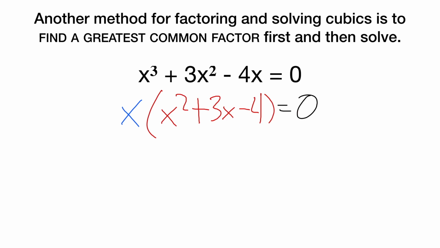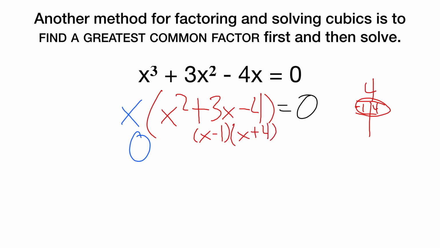So we already have one of our zeros. The zero for x is just 0. Now let's see. What are two numbers that multiply to be negative 4 and have a difference of 3? So that is going to end up being, let's see, 1 and 4, I believe. And because we have to add up to a total of positive 3, that means that the negative goes with 1. So that factor would become x minus 1 times x plus 4, meaning our final zeros are 0, 1, and negative 4.